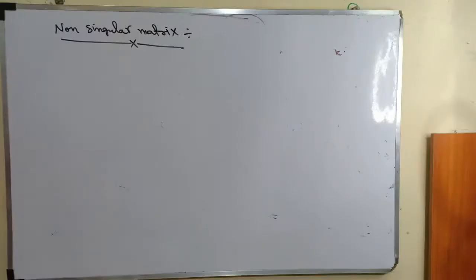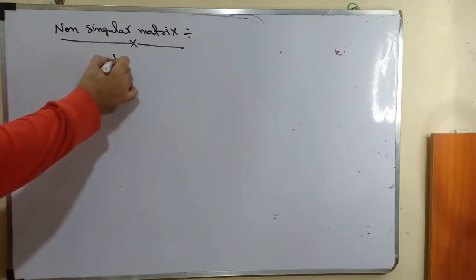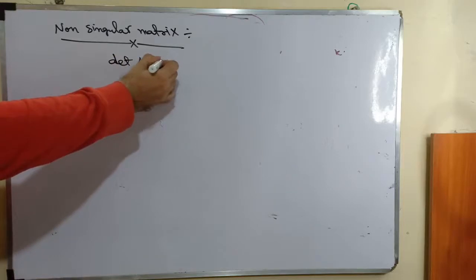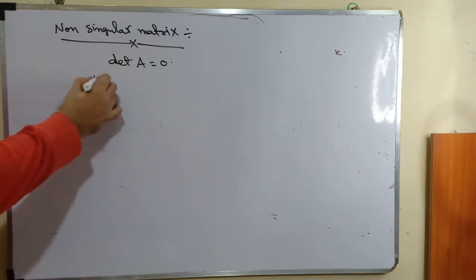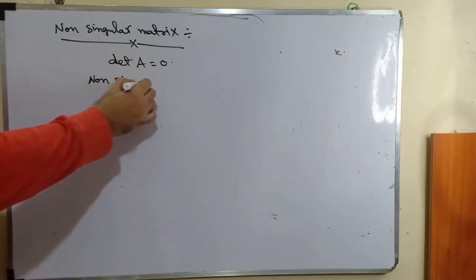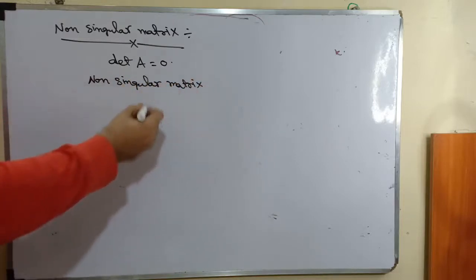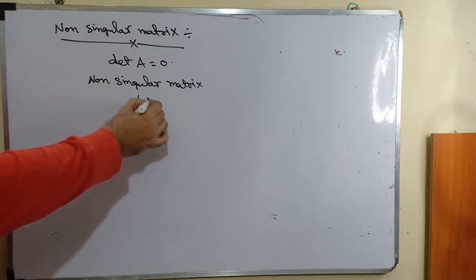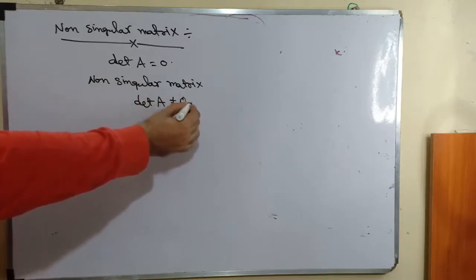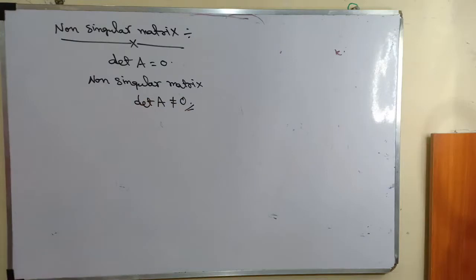Next, let's see what is a non-singular matrix. We know the singular matrix is the case where the determinant of A goes to 0. The non-singular matrix is a case where the det A is non-zero. So we have covered both things. The case where the determinant of A goes to 0 is called a singular matrix, and where det A is non-zero, it's a non-singular matrix. Pretty straightforward.